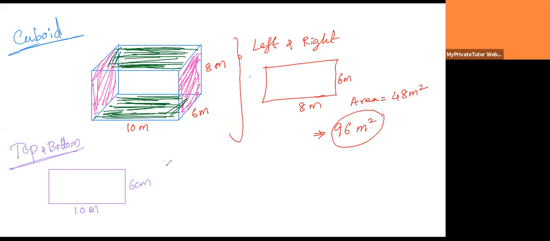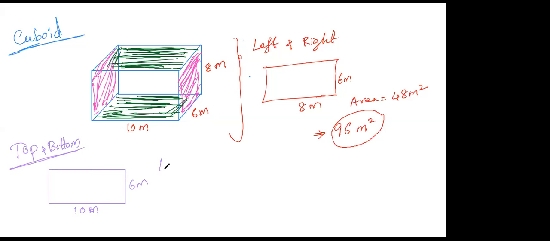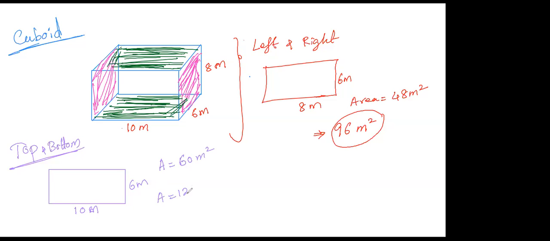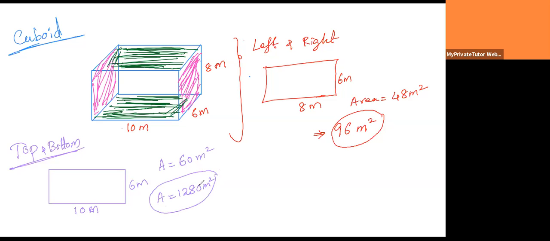So the area is 60. I keep on writing centimeters, guys. So 60 meters square. So top and bottom becomes 120. I hope everyone agrees to this. 120. And we are left with another two faces, which are front and back.